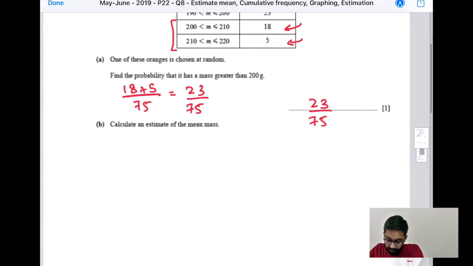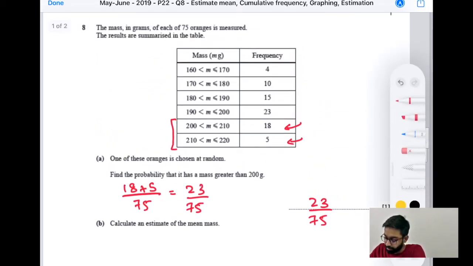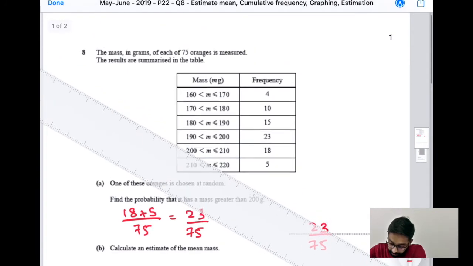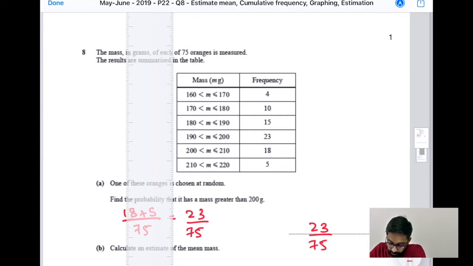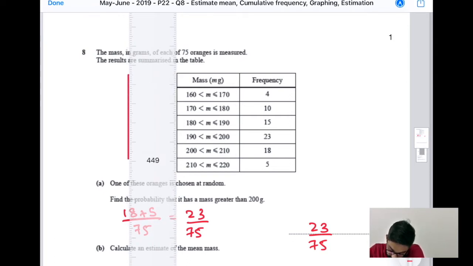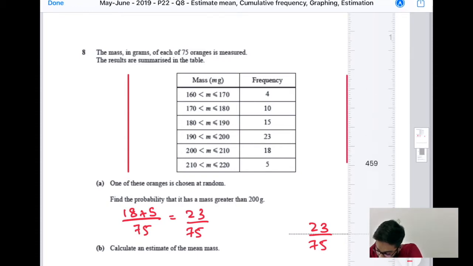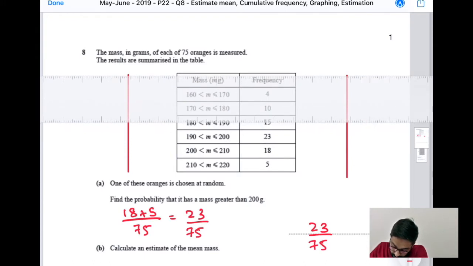The next question says, calculate an estimate of the mean mass. Now, in order to find the estimate of the mean, you need two things. First, you need the middle values of the mass, and then you need to multiply those by the frequency. So let's draw an additional column on the left and then on the right. The left column would be the middle values and the right column would be the middle values multiplied by the frequency. So let's draw the rows as well, so it's neater rather than scribbling it.